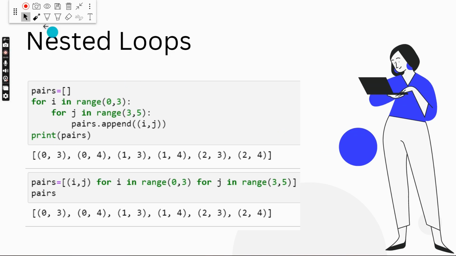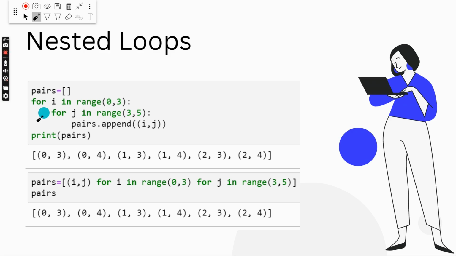In the first program, here we have created an empty list, pairs. In the second line, we have created a for loop: for i in range 0, 3. We know when we use the range iterable 0, 3, it starts from 0 and contains 1 and 2, but 3 is not contained because the last element in the range iterable is excluded.